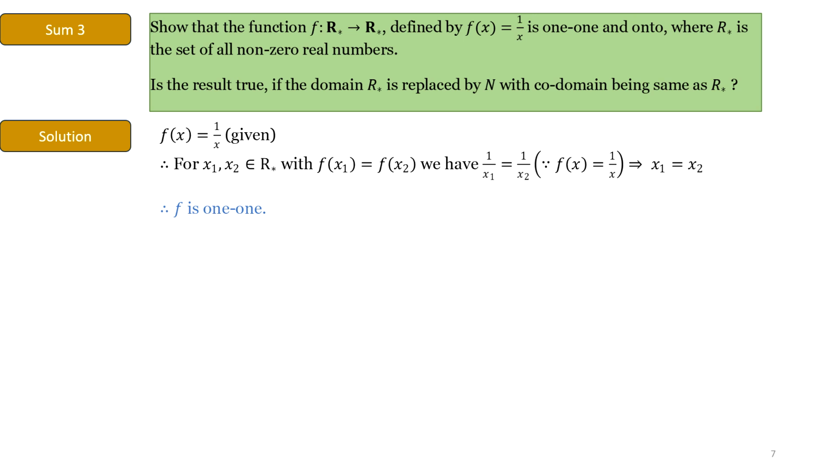If f(x1) is equal to f(x2), we have 1/x1 equals 1/x2, which in turn implies x1 is equal to x2. Hence, f is a one-one function.